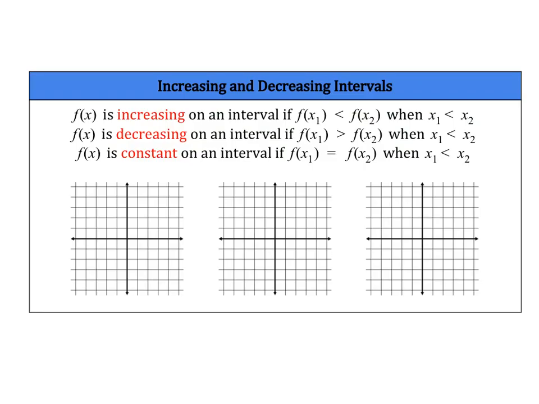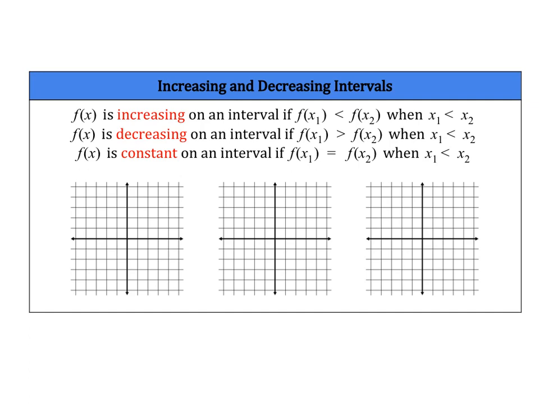Okay, so to determine whether a graph is increasing or decreasing on a given interval, we're essentially going to be comparing the y values between two different x values. So for the first one, it says if f of x is increasing on an interval, if f of x sub 1 is less than f of x sub 2 when x sub 1 is less than x sub 2. So let's see if we can interpret what this means.